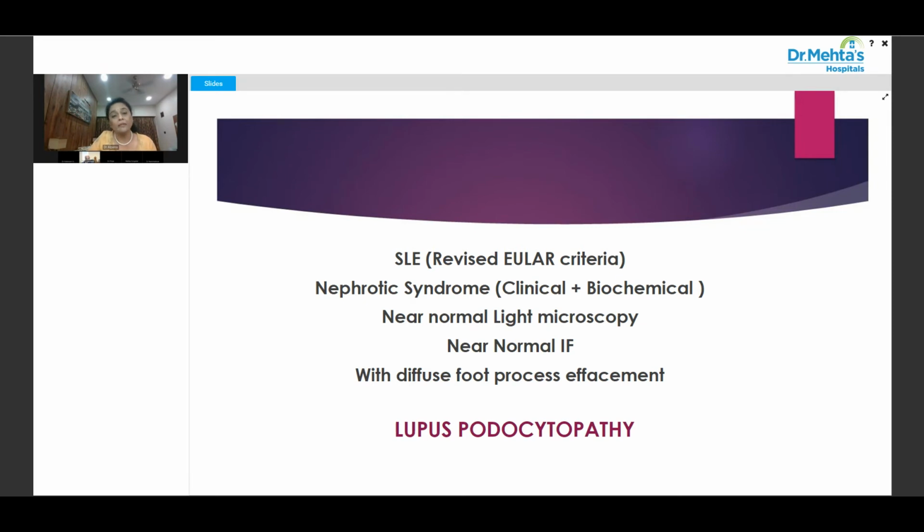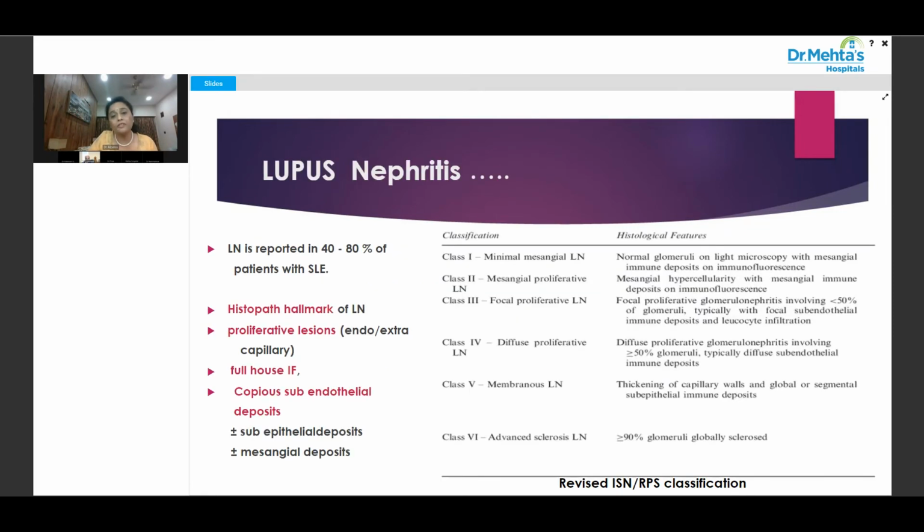First, describing what is lupus nephritis, all of us are aware that about 40 to 80% of children with SLE have lupus nephritis, and the hallmark of lupus nephritis usually are the proliferative lesions, usually endo or extracapillary, full house immune aggregates, and copious subendothelial and subepithelial deposits.